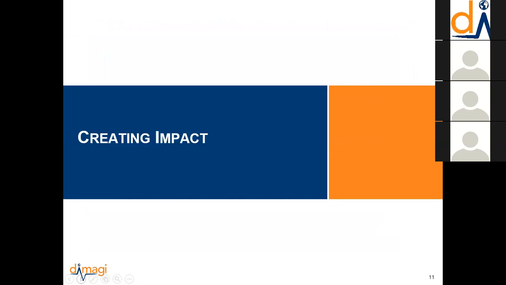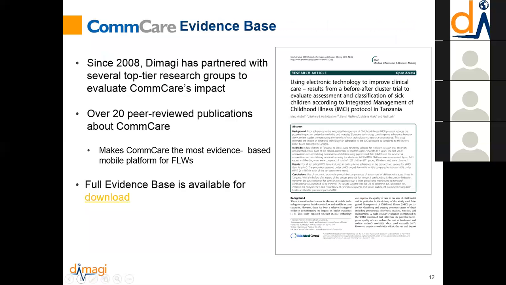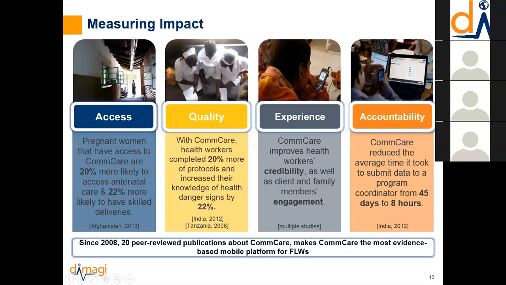So let's talk a little bit about the impact of this. I think this is pretty important. We put a lot of work into our evidence base. Here's an example of this, and this is available on our help site. Since 2008, Dimagi has partnered with several top-tier research groups to evaluate ComCare's impact. There's a large evidence base that we have available. You can find it on our help site. There are over 20 peer-reviewed publications about ComCare, and we know that it makes us the most evidence-based platform for frontline workers. So please, if you're interested, go and read that. It's pretty exciting stuff, but I'll share with you a few of the highlights.